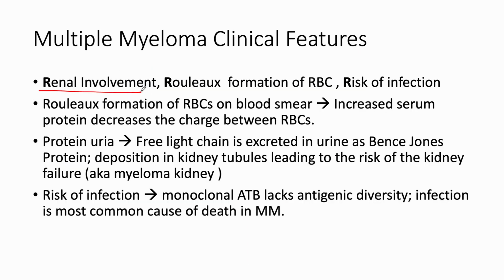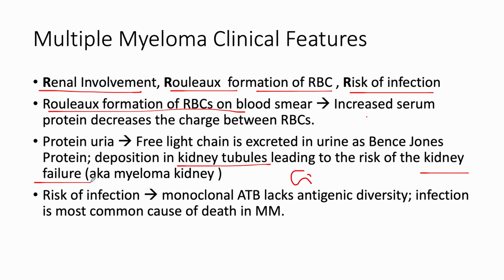The next thing is going to be our renal involvement, rouleaux formation, RBCs, and risk of infection. So rouleaux formation is going to be the red blood cells on the blood smear stacking up; increased serum protein decreases the charge between the red blood cells. Proteinuria: the free light chain is going to be excreted in the urine as Bence-Jones protein, and they can deposit on your kidney. And when they deposit on your kidney, guess what's going to happen? It's going to lead to kidney failure.